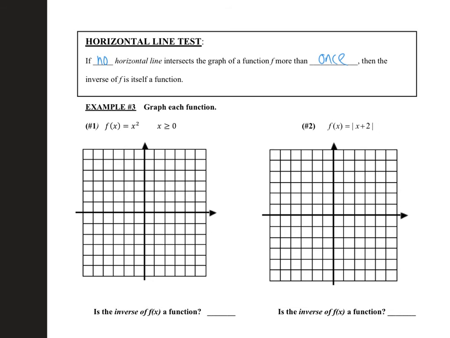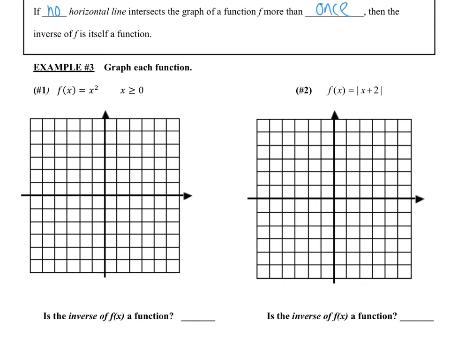So it says graph each function. We have f of x equals x squared, x is greater than or equal to 0. So we need to make an xy table for this. Okay. Since x has to be greater than or equal to 0, I'm going to start at 0: 0, 1, 2, and 3. All right. And if I plug these numbers in for x into this original function, I'm going to get 0, 1, 4, and 9.